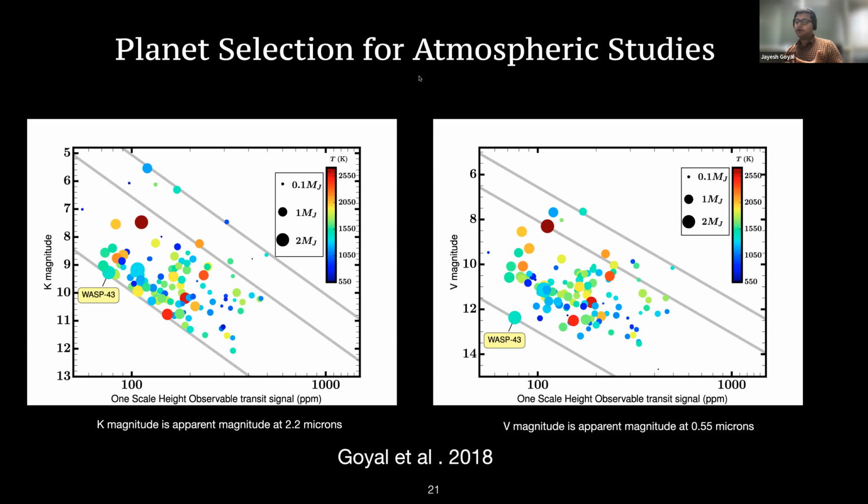So the main takeaway should be that the two factors that become important to determine our targets are a bigger atmosphere, so larger scale height, and a sufficient number of photons, so lower magnitude. So bright targets, as we say in general language, bright targets are good.